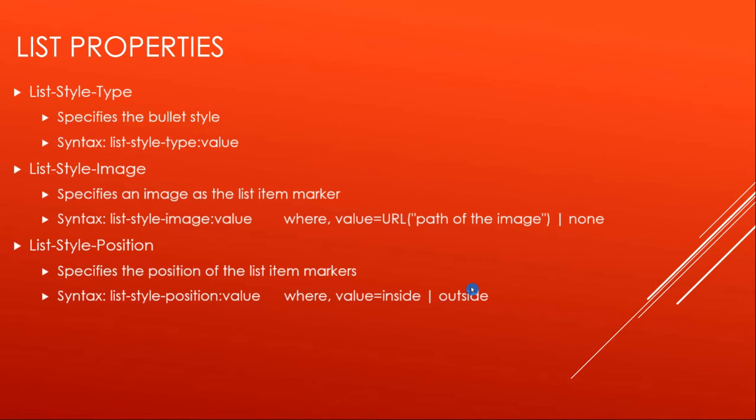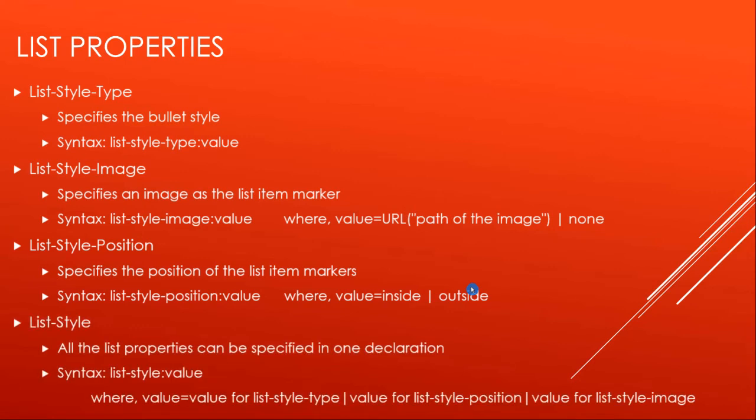Then the fourth type of list property is list style. Here the type, image and position can all be combined and given as a single statement. The syntax is list-style colon value. In this value we can mention the type, the position, and even the image. So these are all the properties of list.